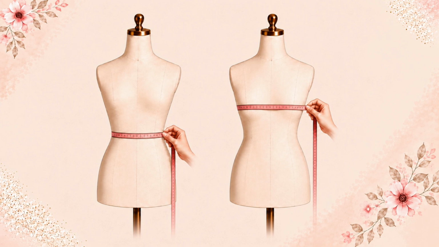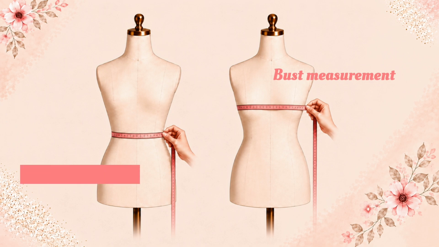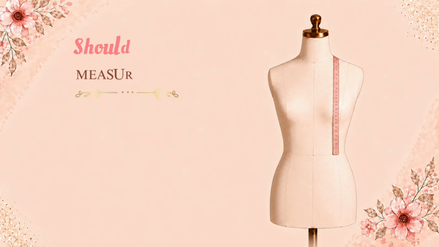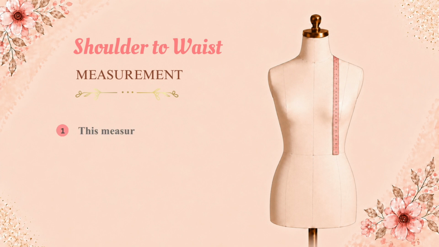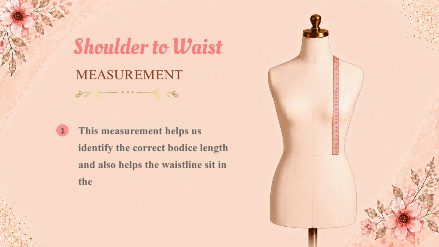We've already talked about how to take 2 of the most important measurements needed for drafting a basic bodice block, the bust measurement and the waist measurement. Next, let's learn how to take another very important measurement, which is the shoulder to waist measurement. This measurement helps us identify the correct bodice length and also helps the waistline sit in the correct position when drafting the basic bodice block.